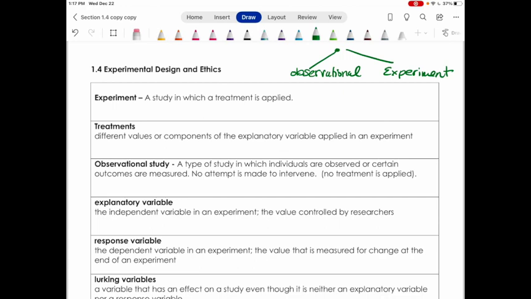Now, an observational study is the kind of study in which individuals are observed and outcomes are recorded, but this is without applying any kind of treatment. There is no intervention at all. You literally sit back and observe and collect the information. Sometimes an observational study is better than an experiment because you don't want to apply a treatment if it's unethical.